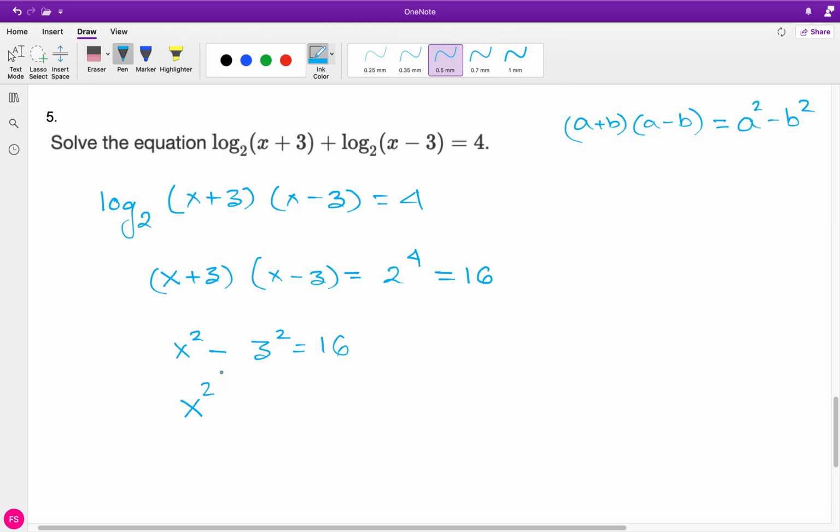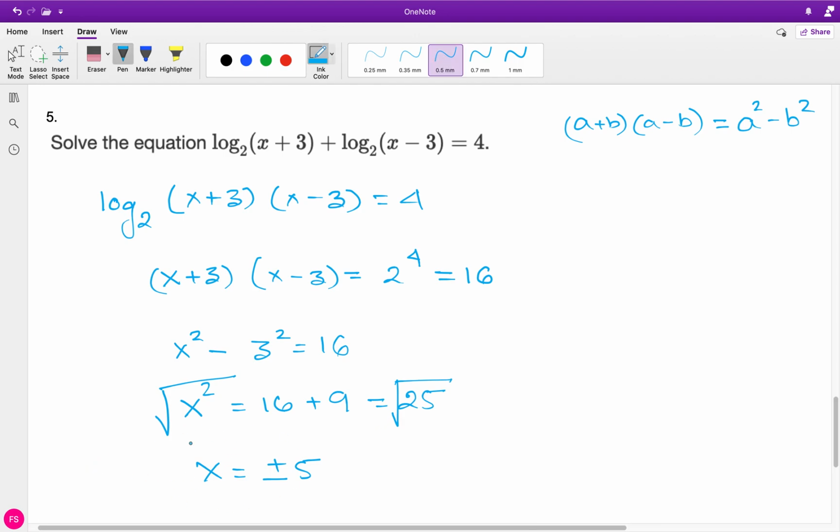X square, I will move all the numbers to the other side. So 16 plus 3 square, which is 9. 16 plus 9 will give us 25. That means if you want to find x, you have to square root both sides. This will give us x equals plus minus 5. Remember, whenever you find the square root of something, you always have two possible answers: one is plus, the other one is minus.